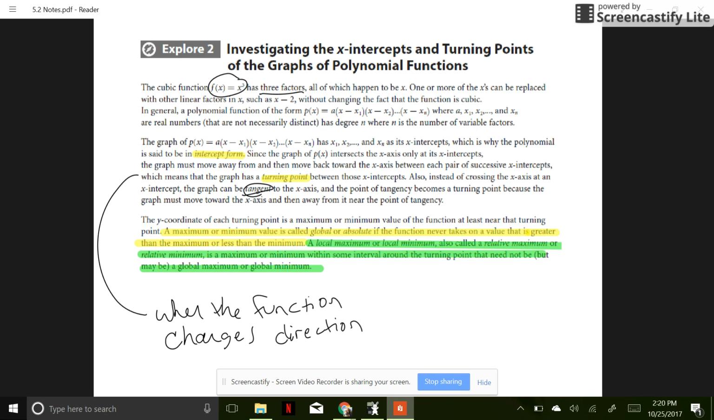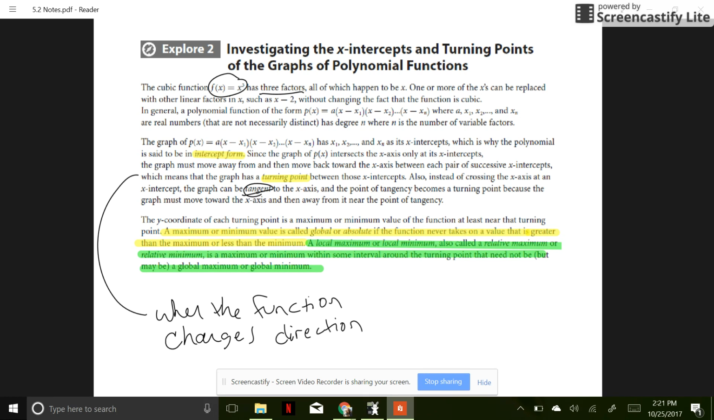Since the graph of p of x intersects the x-axis only at its x-intercepts, the graph must move away from and then back toward the x-axis between those intercepts. Those are called turning points. They happen between the x-intercepts. Essentially, it's where the function changes direction. If you're going from decreasing to increasing or increasing to decreasing, those are turning points.